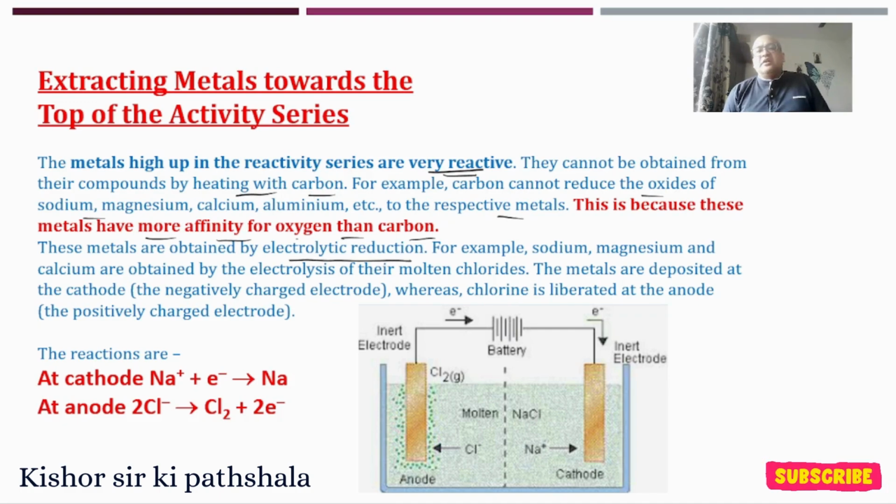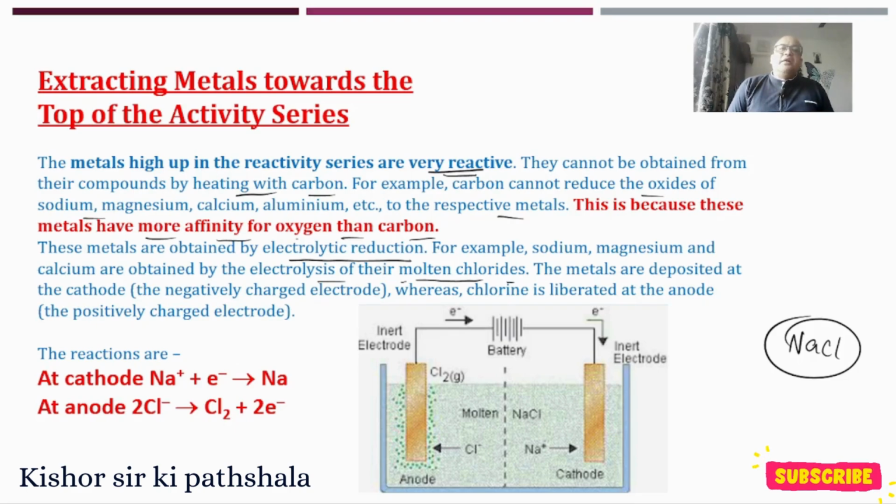Now what is electrolytic reduction? Here you see the electrolytic reduction process. For example, sodium, magnesium, calcium are obtained by electrolysis of their molten chlorides. Molten chlorides, the liquid form. For example, we have sodium chloride; the liquid form of sodium chloride is called the molten form.